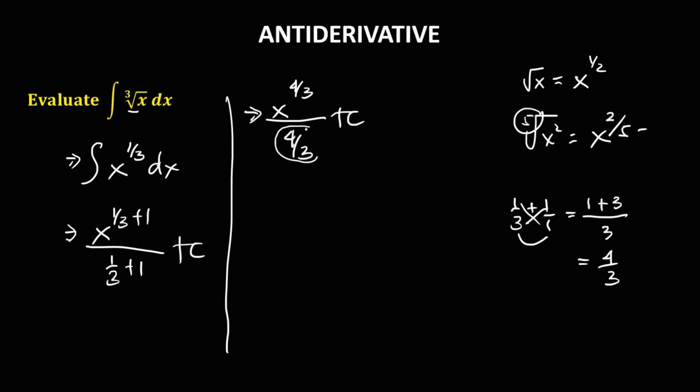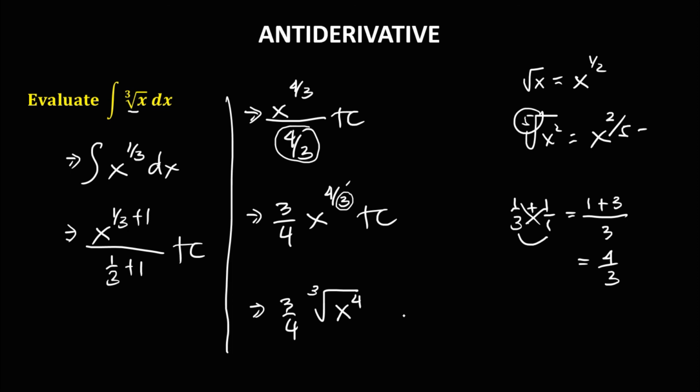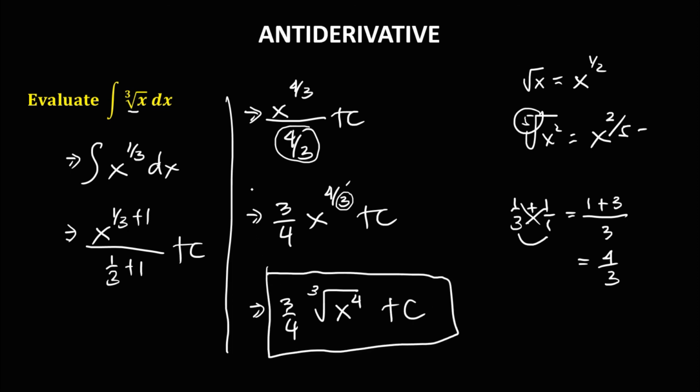Then find the reciprocal. So this one is 3 over 4. That's the reciprocal of 4 over 3. Then x to the power 4 over 3. Then plus c. Then if we want to change this one to radical, so again, this denominator is the root. So we can have 3 over 4, then the cube root of x to the power 4, then plus c. So you can have an answer like this or in exponential form.